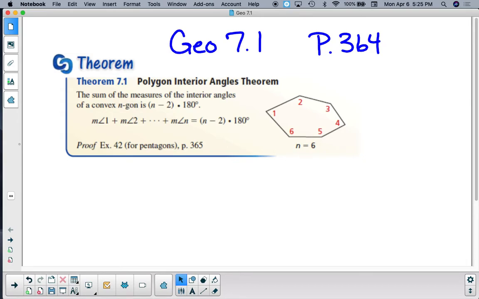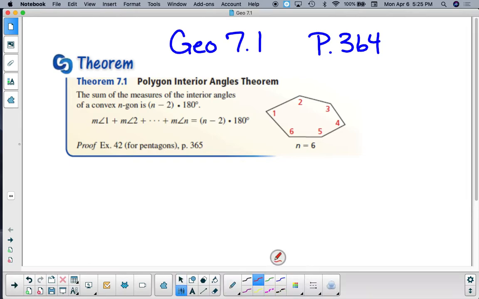I'm just going to review lesson 7.1. We did it before the break, I think Thursday before the break, and then Friday when we had the Pi Day celebration. So I'm just going to go over this and give you the assignment again in case anyone was absent.